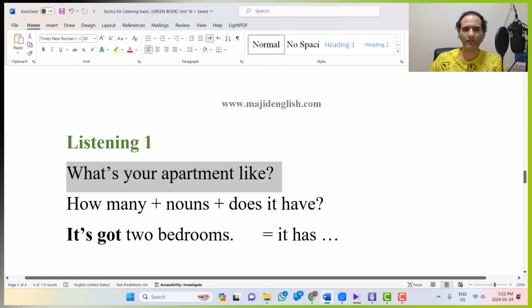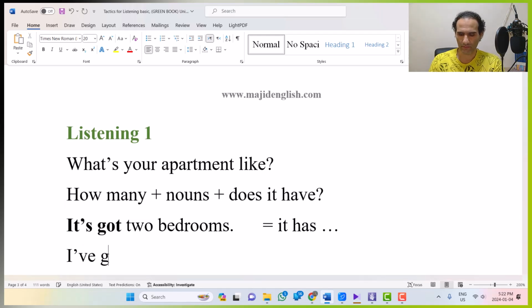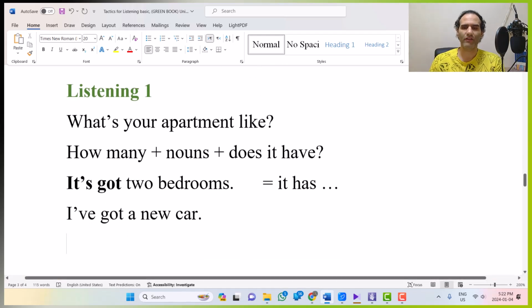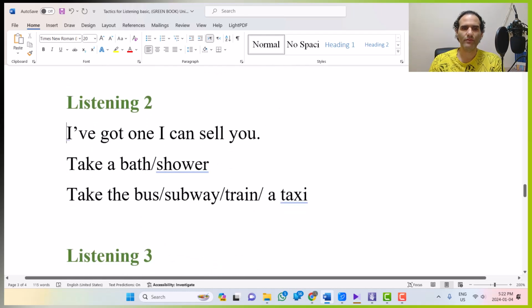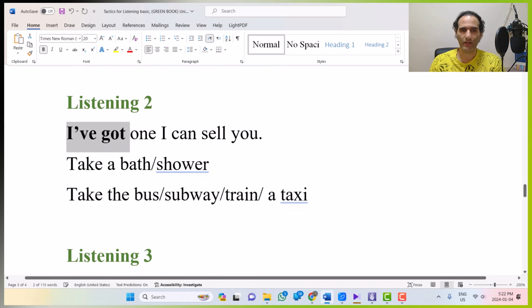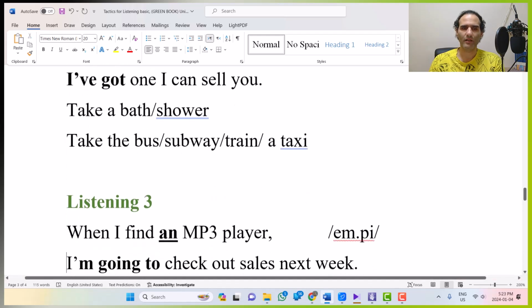We talked about this very important question: what's something like? What's your apartment like? What's the weather like? What's your brother like? How many questions: how many rooms does it have? How many books do you have? How many brothers and sisters do you have? It's got or I've got a new car. I got a new car means I've bought a new car, I have a new car. Again, we here had I've got, which means I have. Take a bath, take a shower, take the bus, the subway, the train, a taxi, or whatever: collocations with take.